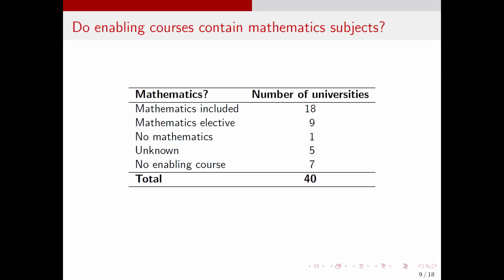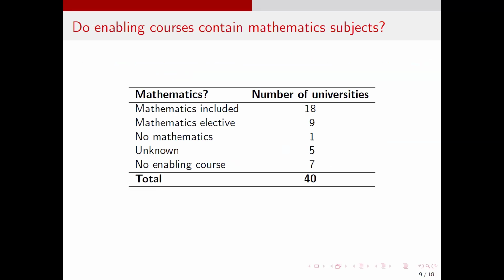The important thing, do enabling courses contain mathematics subjects? Well, in that paper from 2018, they found 72% did. Here's what we found. In the enabling courses, 18 included mathematics, 9 maths as an elective, 1 with no maths, 5 I couldn't tell from the website, and 7 had no enabling course.